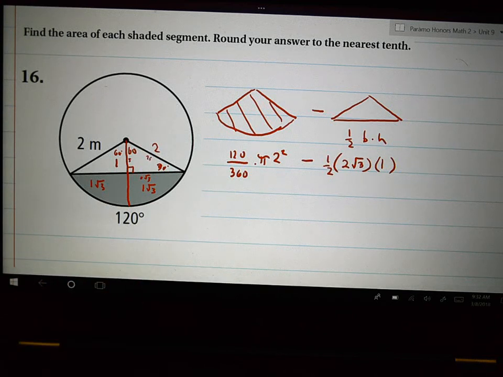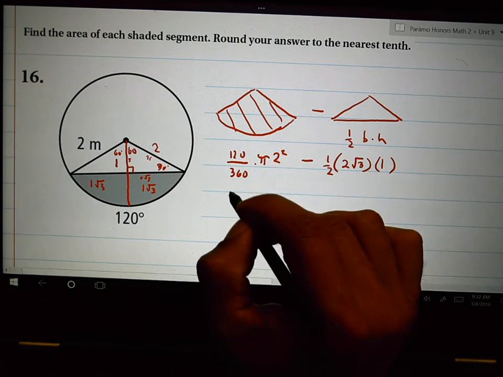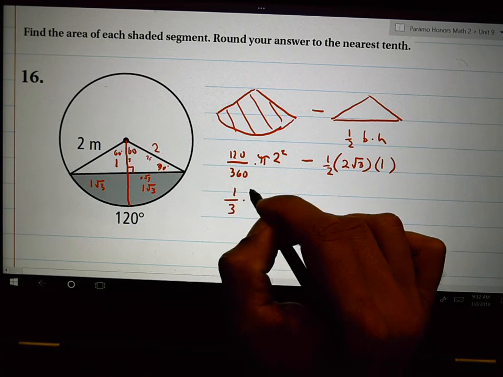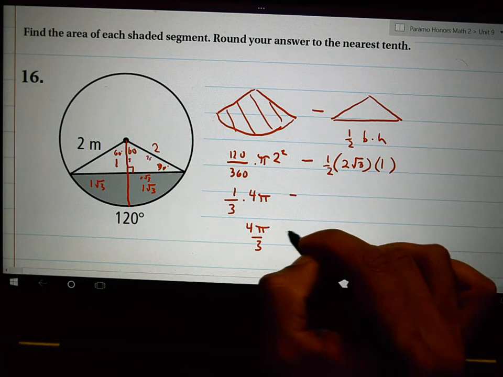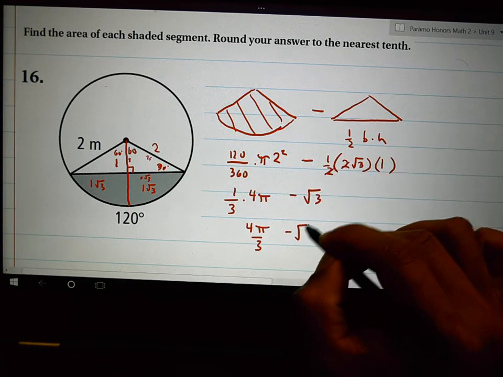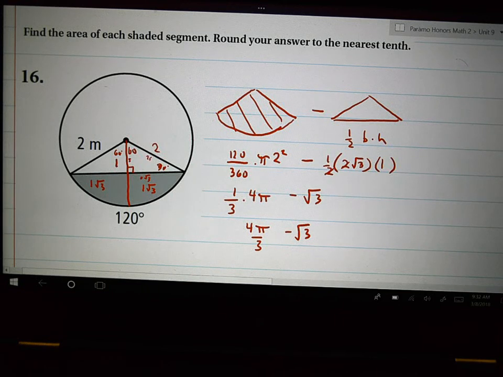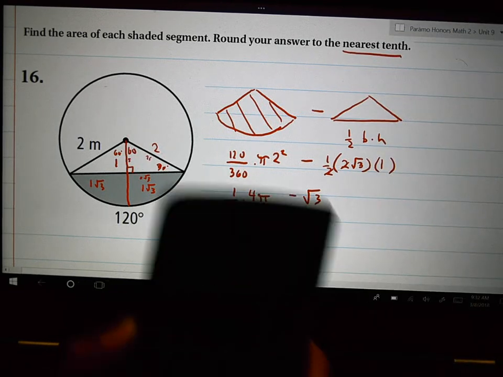What I like to do is write down everything before I even touch my calculator. I hope that you will start doing that as well. And then before I touch my calculator, I have an idea of what this is going to be. This will be 1/3 times 4 pi. That's 4 pi over 3. Half of 2 is root 3 times 1 is root 3. So I kind of have an idea of what my answer is. I'm thinking it's going to be 4 pi over 3 minus root 3, but I need to round my answer to the nearest tenth. So I'm going to use a calculator.